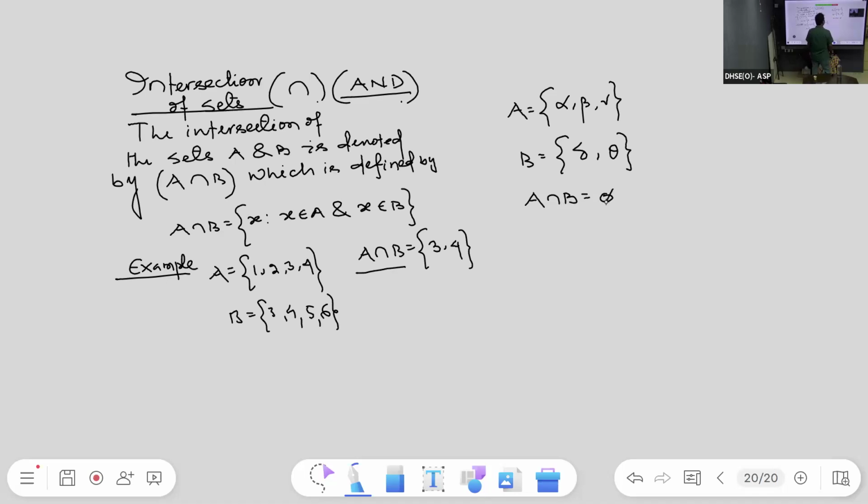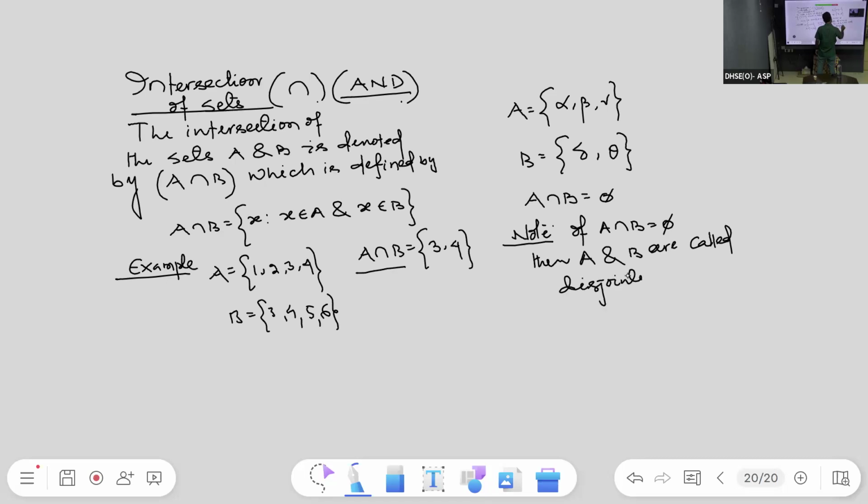If A intersection B is a null set, or A intersection B is equal to phi, then A and B are called disjoint sets. Note it down. If A intersection B is equal to phi, then A and B are called disjoint sets. No elements are common. Okay.